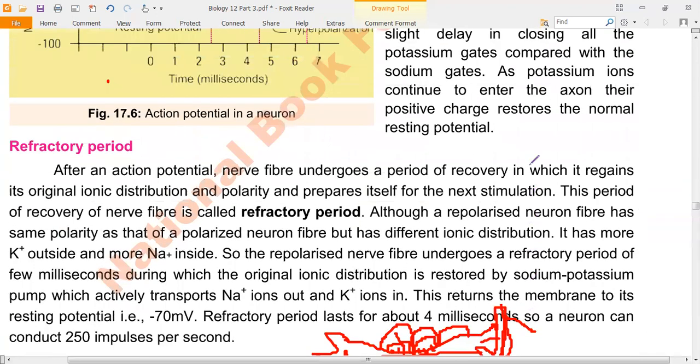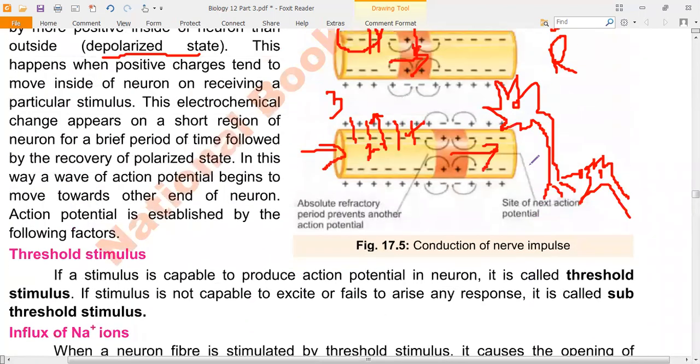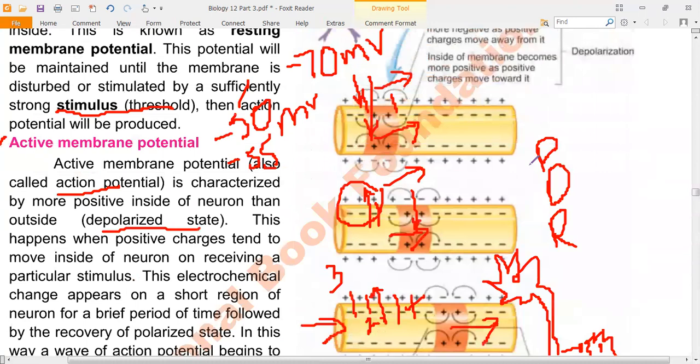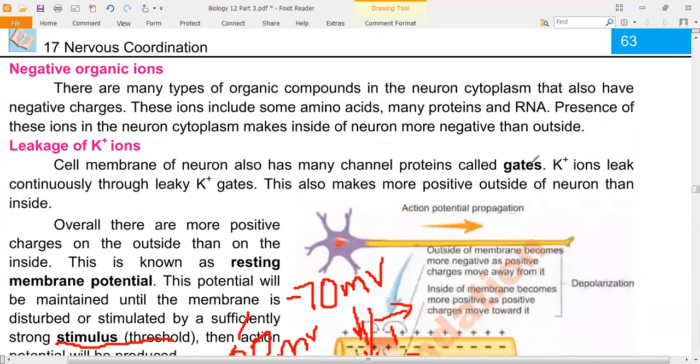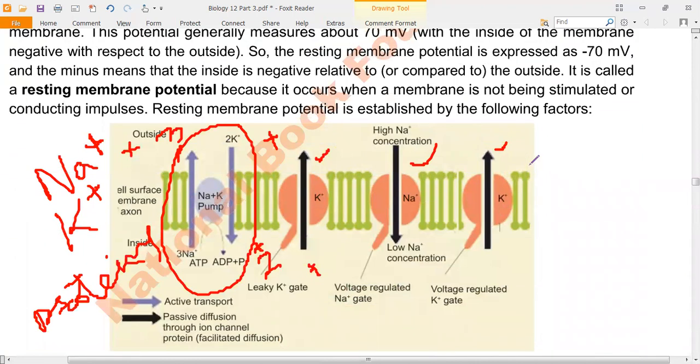Okay, dear students, I hope you understood this very interesting topic, and we will continue this topic with the structure of the synapse and the synapse process, like how the nerve impulse is conducted from one neuron to another.